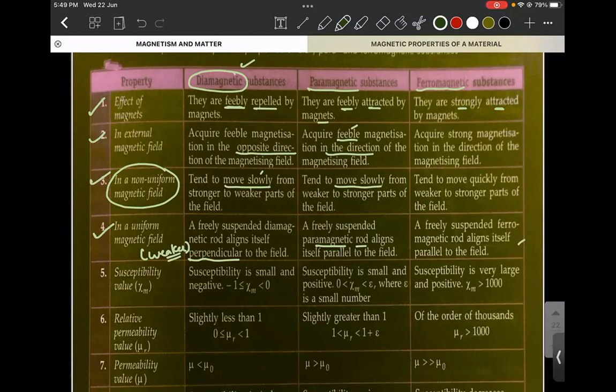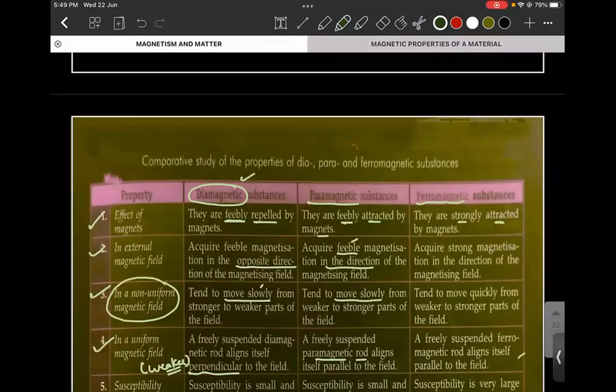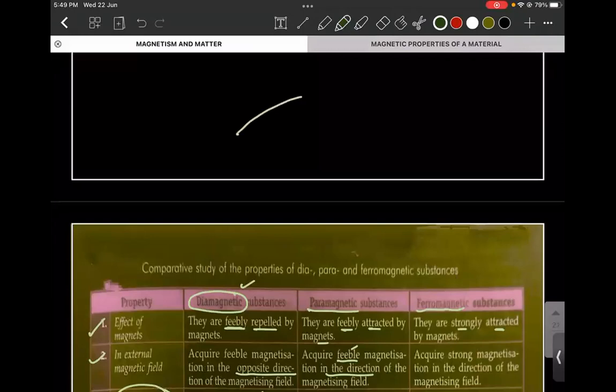Is there any doubt till here? Sir, what is the difference between non-uniform and uniform magnetic field? Non-uniform, what will happen is, see, this is what a non-uniform field is.